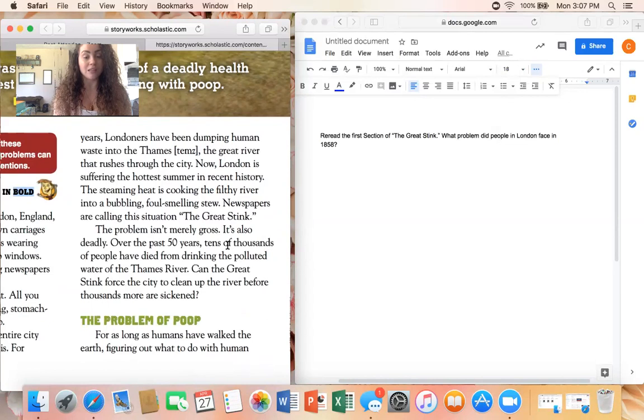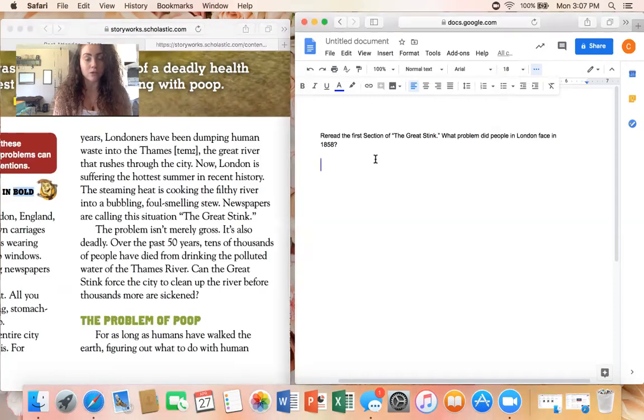The problem isn't merely gross, it also is deadly. Over the past 50 years, tens of thousands of people have died from drinking the polluted water of the Thames River. Can the Great Stink force the city to clean up the river before thousands of more people are sickened?